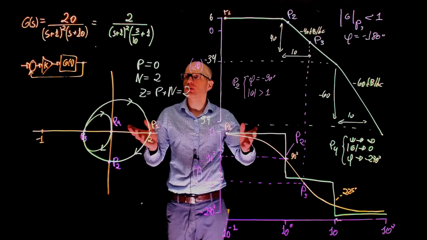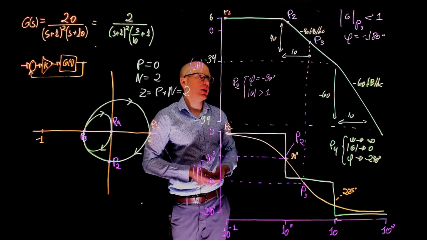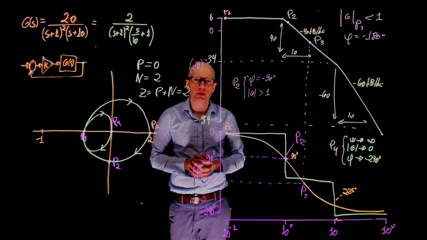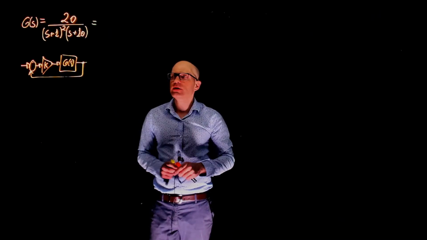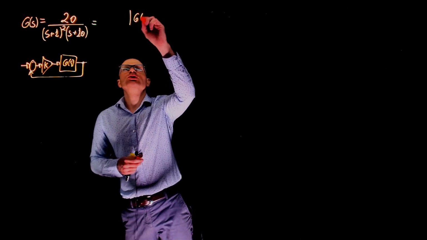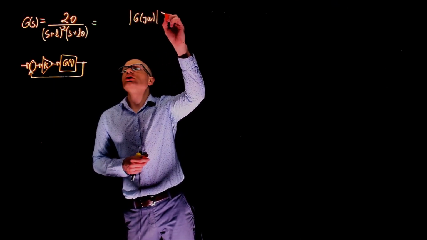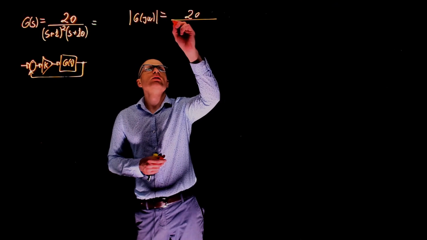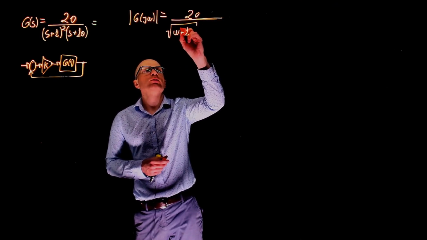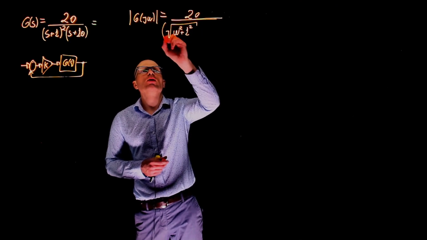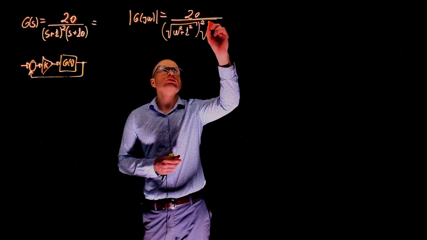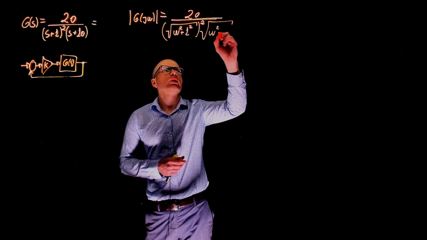Now that this analysis is concluded, let's actually put a number on these values of phase and gain margin, and let's see what the exact range of stability of this system is. Alright, now let's calculate the phase and gain margins for this transfer function. We can start by looking at the magnitude of G(j omega), which is 20 divided by the square root of omega squared plus 1, all squared, times the square root of omega squared plus 10 squared.